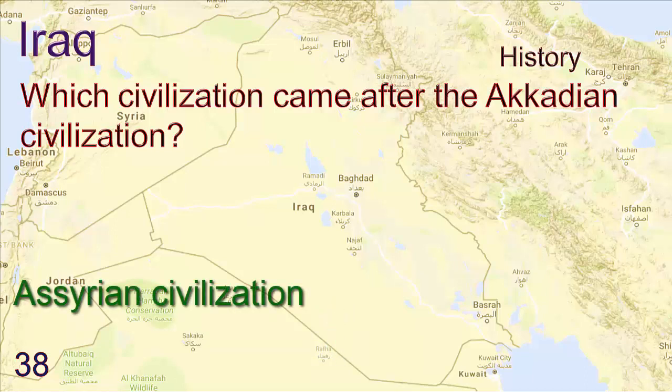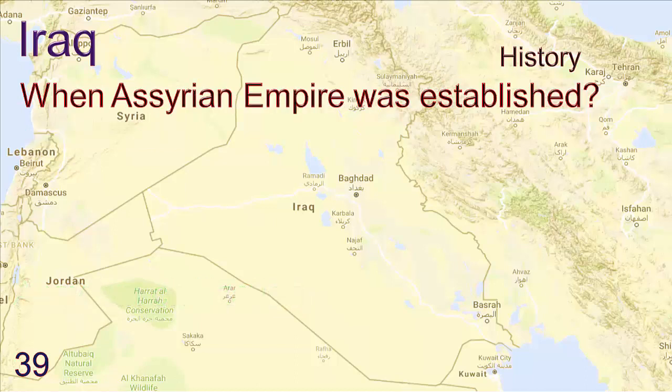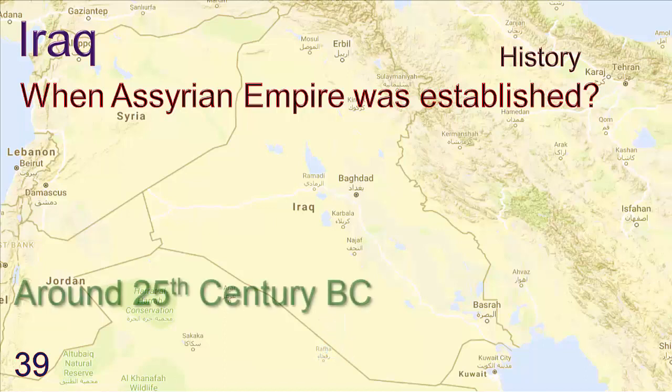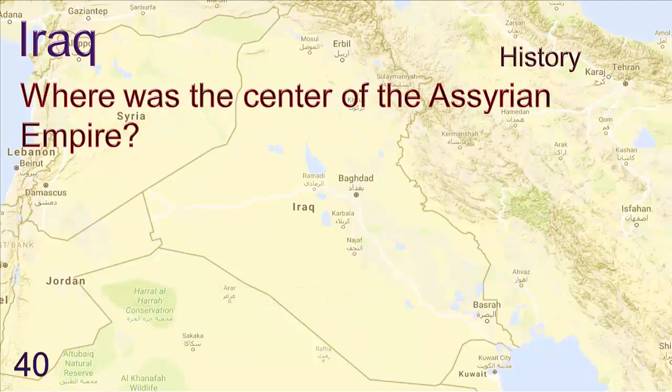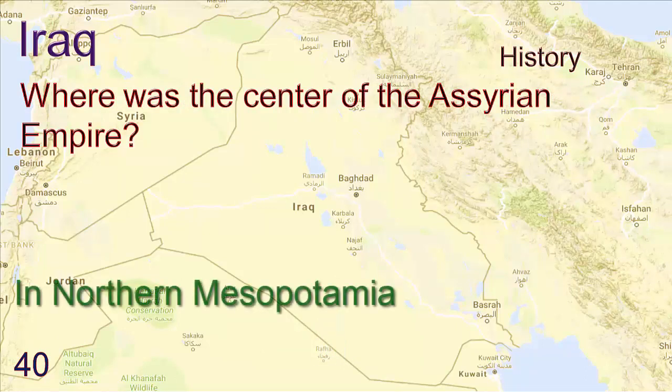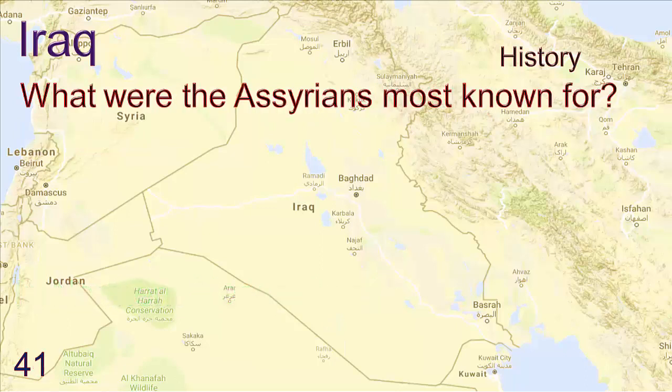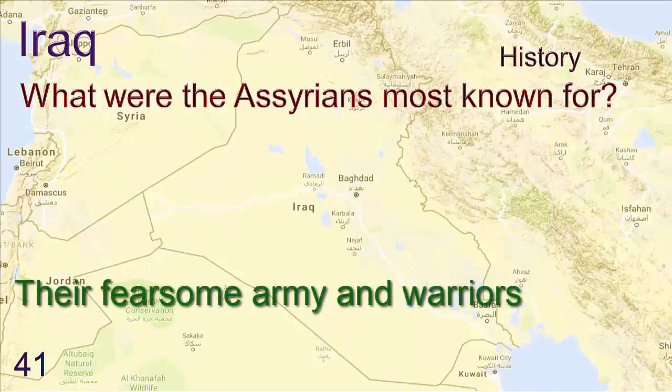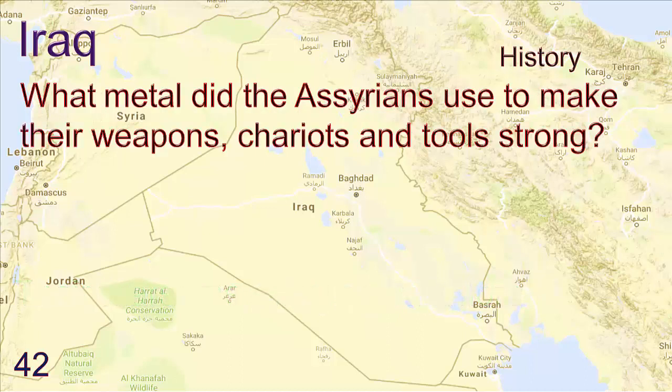Answer is Assyrian civilization. When was the Assyrian Empire established? Around 25th century BC. Where was the center of the Assyrian Empire? In northern Mesopotamia. What were the Assyrians most known for? Their fearsome army and warriors. What metal did the Assyrians use to make their weapons, chariots and tools strong?